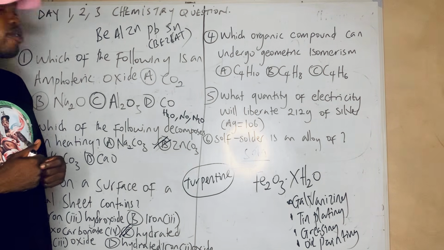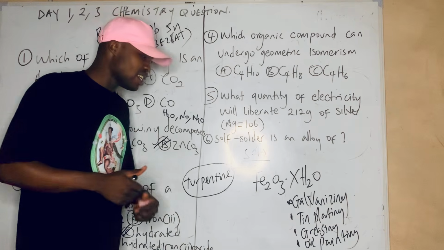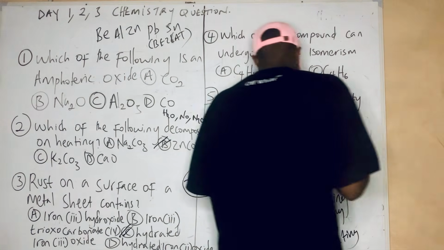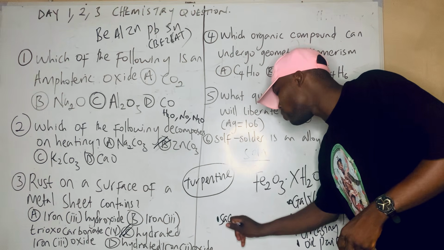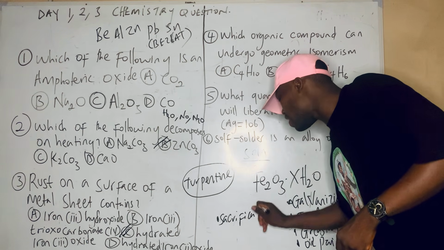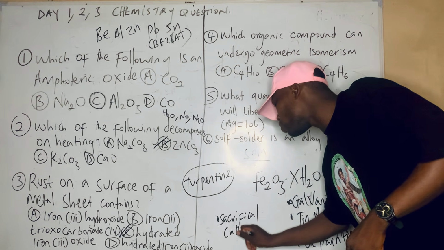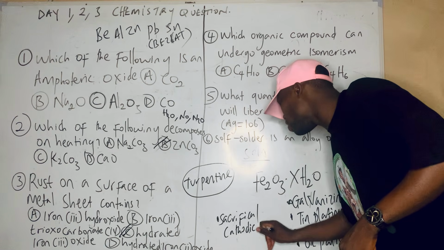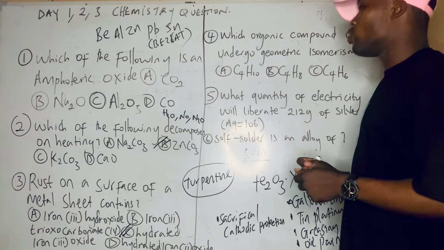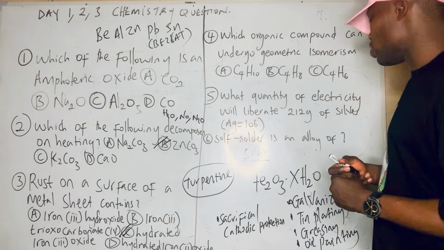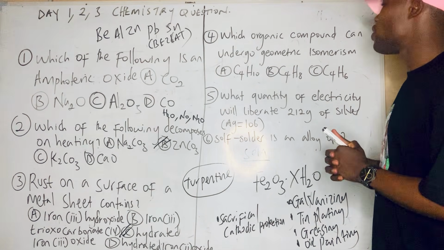Another way to prevent rusting again. These are ways to prevent rusting. Sacrificial cathodic protection. Don't forget that. We normally use magnesium for this. Sacrificial cathodic protection is one way to prevent rusting, with the magnesium as the cathode. So that's another way to prevent rusting.